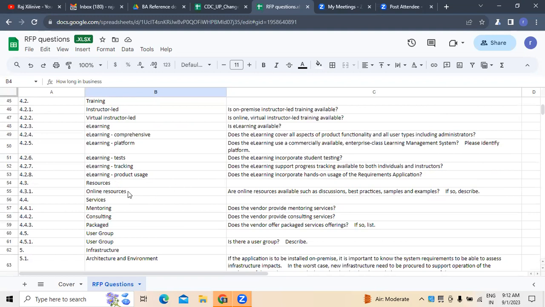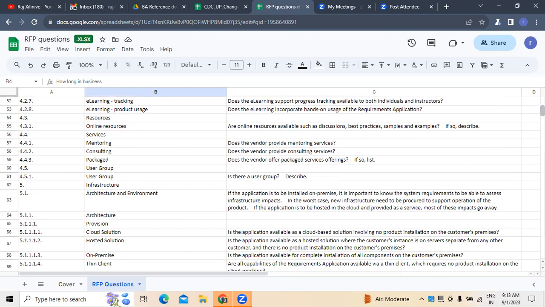Followed by that, we need to know about the resources part. What are the resources we have, like online resources, oral services, all that. At the same time, mentoring and consulting, right? User groups, infrastructure, architectural environment. So this is the complete understanding of the request for proposal that people working on the pre-sales team should have an idea about.